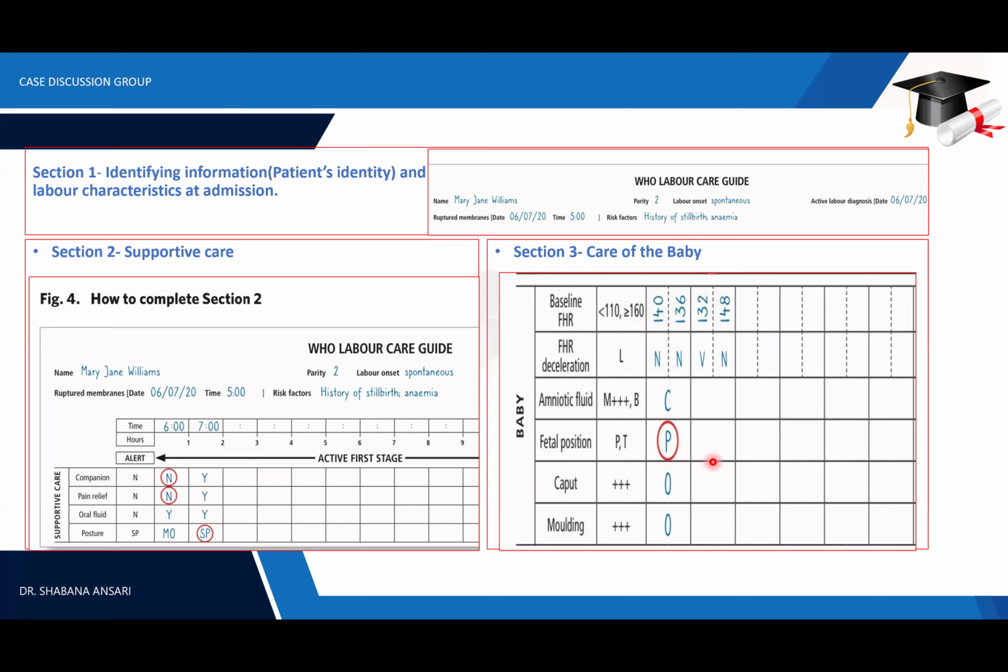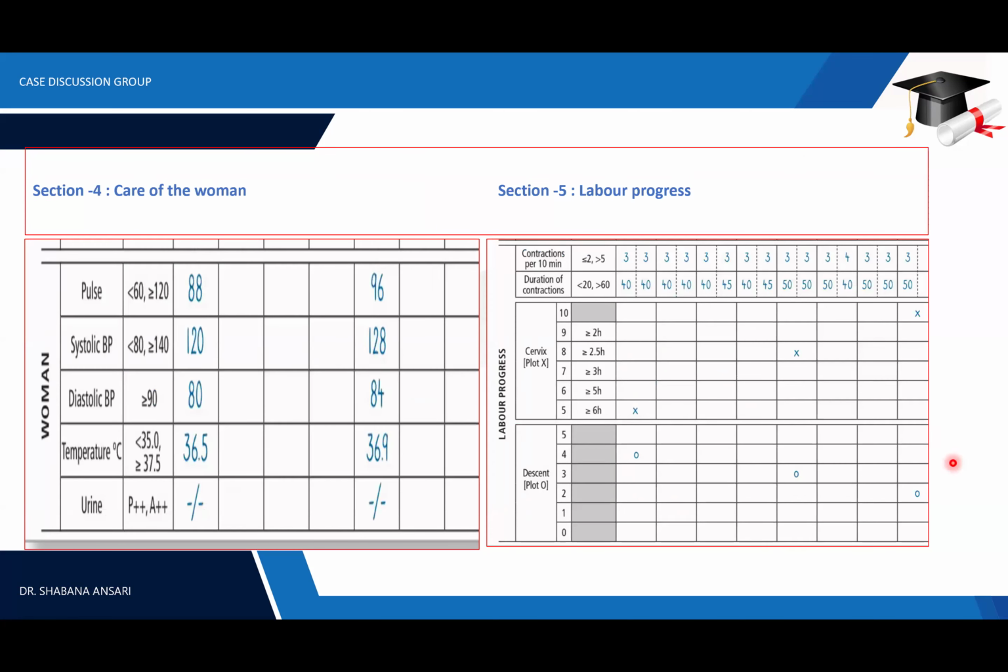So here, if there is any deviation from the normal, labor is not progressing well, any fetal distress, fetal heart rate deceleration, like late deceleration, we have to inform the senior midwife and our consultant. So this is how you are talking about communication with colleague. Okay, well done. Okay, so let's move forward.